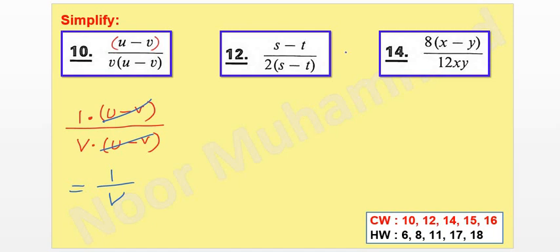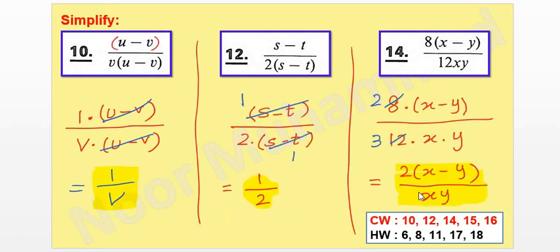Now better pause the video here, solve question number 12 and 14 on your own, and then play the video to check your answer. So here are the three answers. In question number 14, clearly you can see that 8 and 12 could be simplified. Their common factor is 4, so we can simplify 8 and 12, or you can say we can divide 8 and 12 by 4. So here we will get 2 and here we will get 3. And these two cannot be cancelled with each other, so this is the final answer.